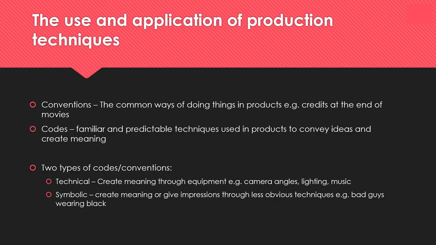There are two types of codes and conventions: technical or symbolic. Technical is when it's used through some sort of equipment, like camera angles, lighting and music. And symbolic is when the meaning is created through an impression, so usually some sort of connotation or a less obvious technique.